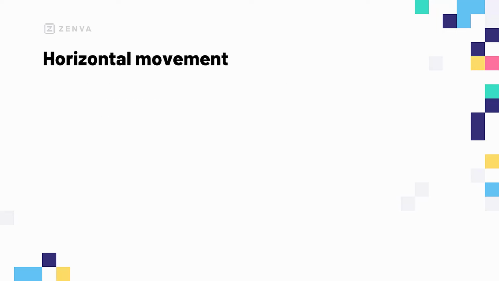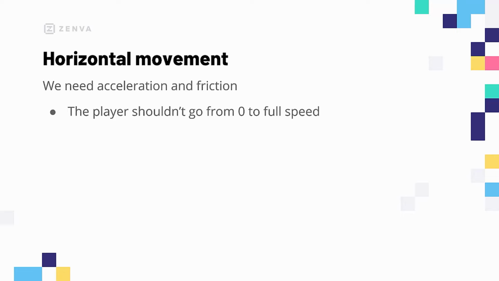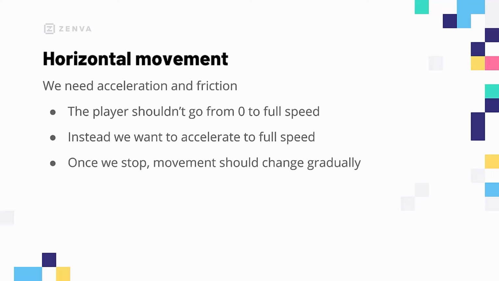To fix that, let's start with the horizontal movement. To fix this part, we need acceleration and friction. The player shouldn't go from 0 to full speed, and then when we stop moving, back to 0. Instead, you want to accelerate to full speed over a short amount of time, and then once we stop, the player should gradually slow down. Let's implement this part first.